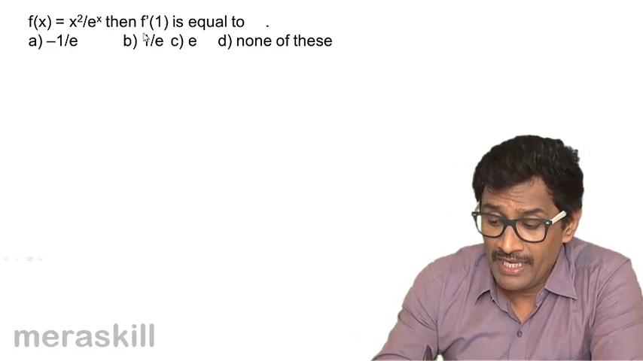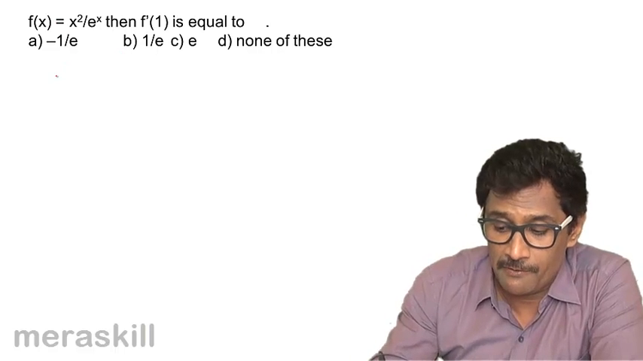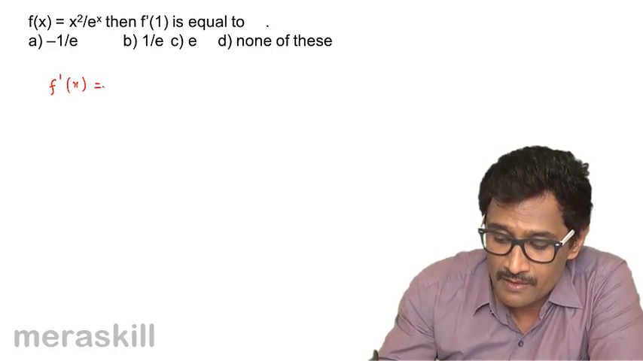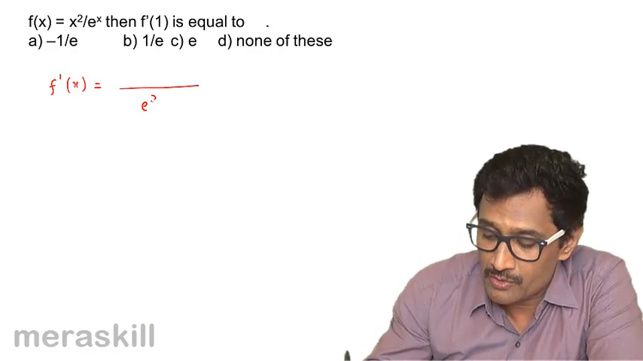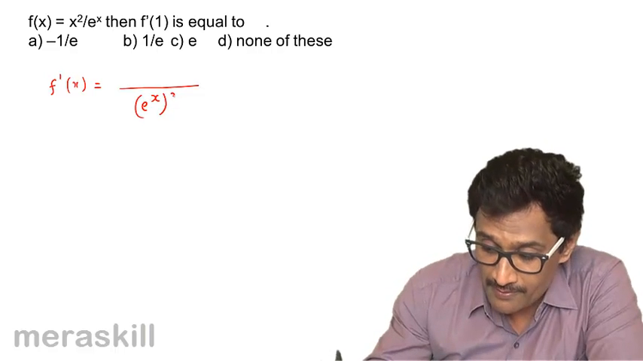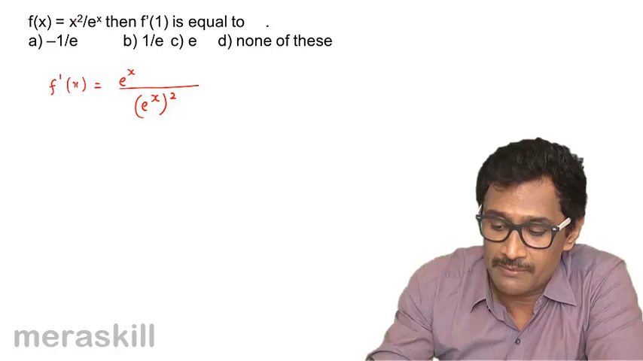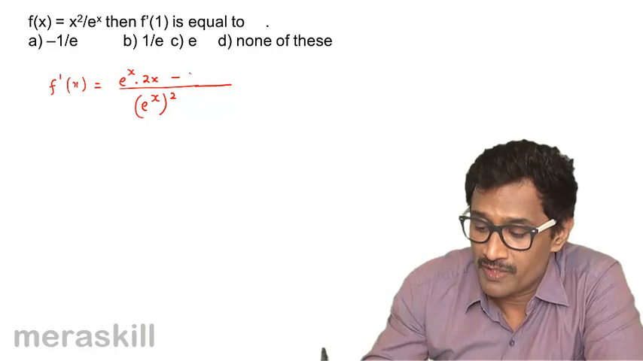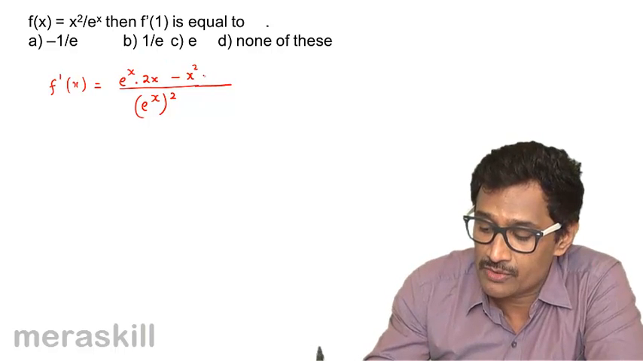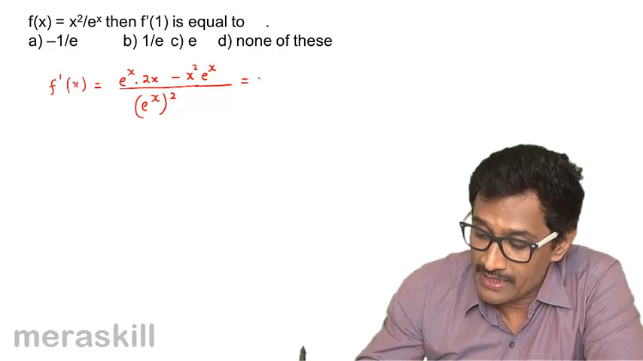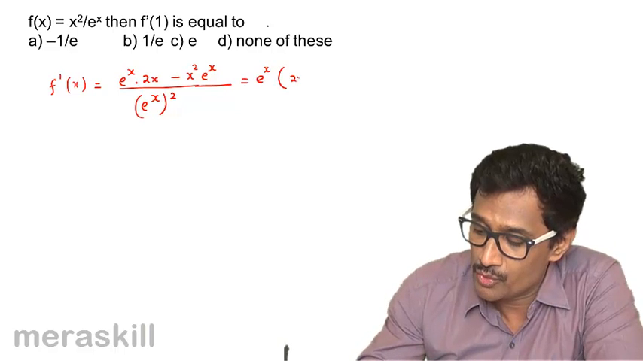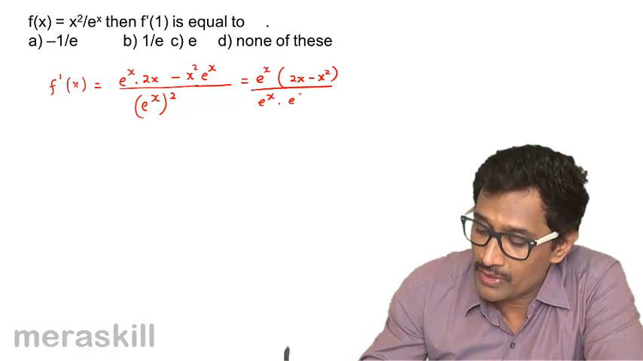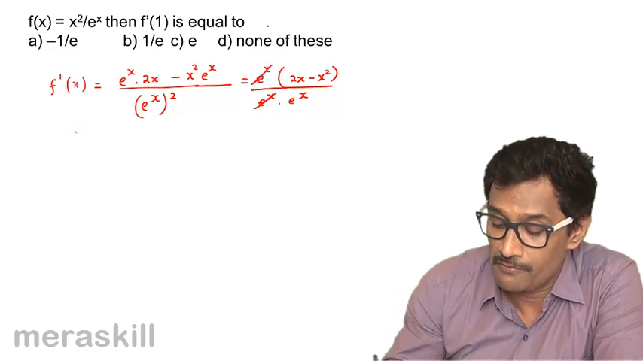So again, we switch back to the quotient rule. We have f of x is this. So we need to first find f dash x, which is going to be the denominator the whole square, denominator into d by dx of x squared, which is 2x, minus the numerator into d by dx of e raised to x, that is e raised to x. We can take out e raised to x common and you get 2x minus x squared upon e raised to x into e raised to x. So this is f dash x.